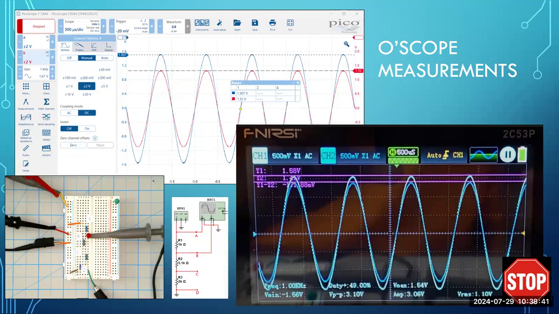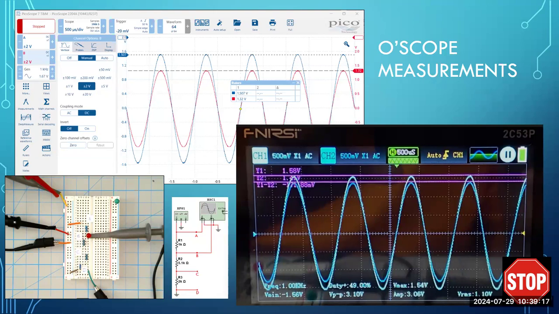Okay, again, I've reiterated the two screens. The one on the upper left is the PicoScope screen, and the one on the lower right is a photograph of the FNIRSI screen. The circuitry is shown in the lower left inset, 3 resistors in series, and I've got points A, B, C, and D labeled with little stickers, and then the schematic with points A, B, C, and D is also shown in the middle of your screen.